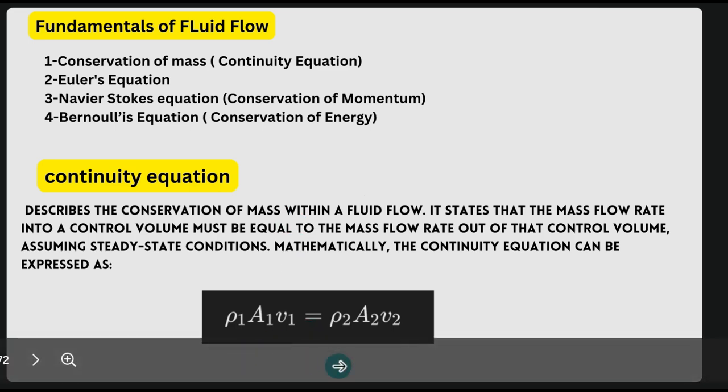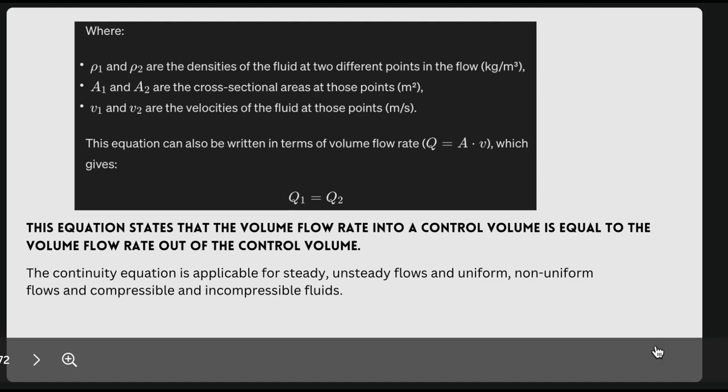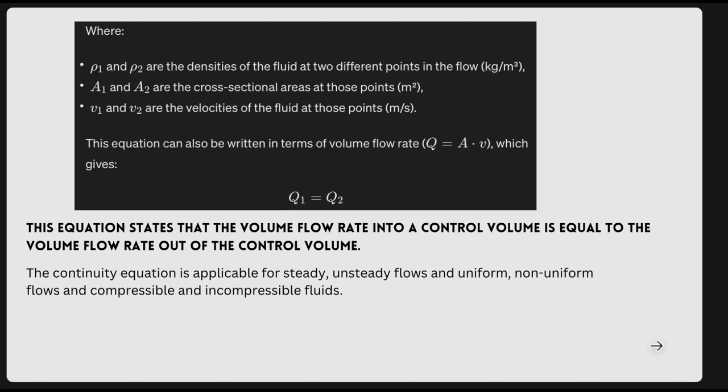is density 1 times A1 times V1 is equal to density 2 times A2 times V2, where density 1 and density 2 are densities of the fluid at two different points in the flow. A1 and A2 are the cross-sectional areas of the points, like for instance a tube, and V1, V2 are the velocities of the fluid at those points.